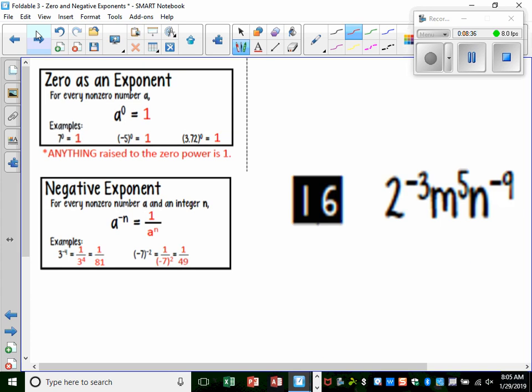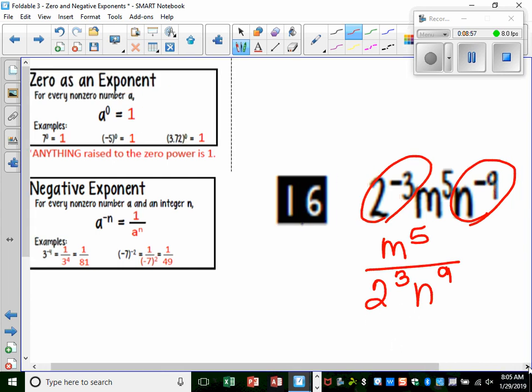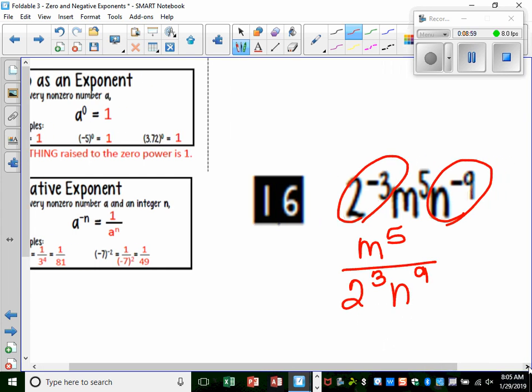All right. Next one. So we're going to be careful with this. These are the ones that are negative. M to the 5th will stay where it is. I'm going to drop this down here and drop this down at the bottom. Now we can say that 2 to the 3rd power is what? What's 2 times 2 times 2? 2 times 2 is 4. 4 times 2 is 8.